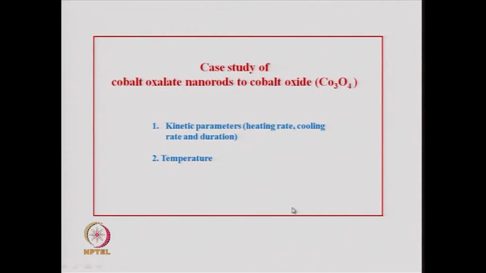Then let us look at what we discussed so far: two or three examples of magnetic particles. We mainly discussed the synthesis of magnetic oxide particles using oxalate and its decomposition to give you a magnetic oxide, and then looked at the magnetic properties of those magnetic oxide nanoparticles, and we see that it is different from the bulk particles of the same material.